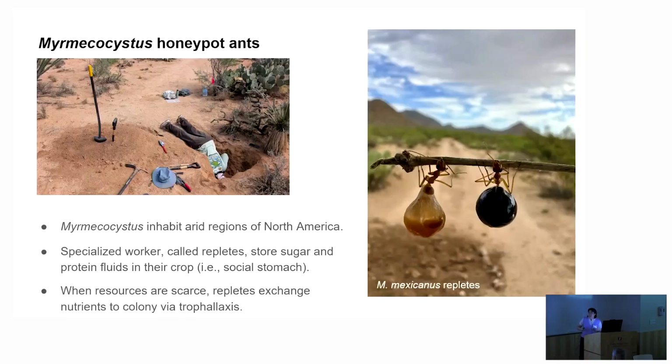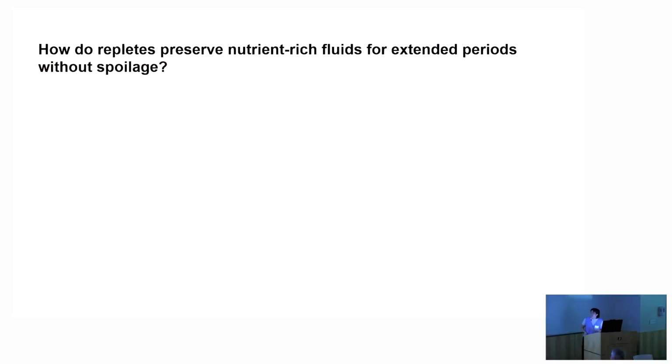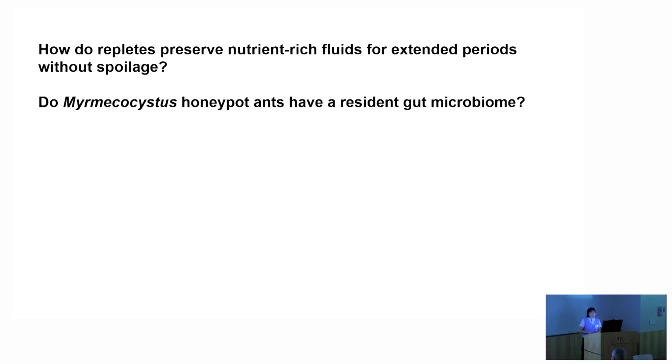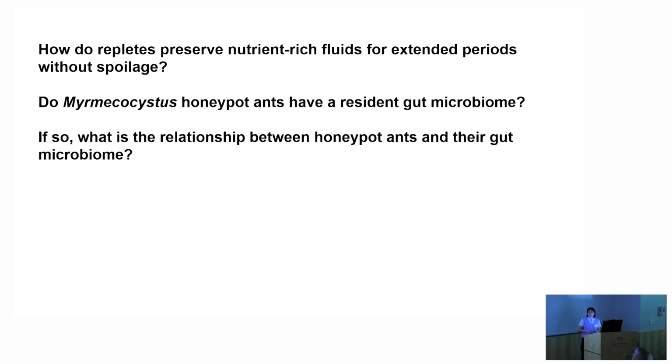When resources are scarce, they take the contents within their crop and regurgitate it to their fellow colony members, and this process is called trophallaxis. You can think of them as living refrigerators out in the deserts, but for ants. This leads us to questions like, how do repletes preserve nutrient-rich fluids for extended periods of time without spoilage? Do Myrmecocystus honeypot ants have a resident gut microbiome? And if so, what is the relationship between the honeypot ant and their gut microbiome?